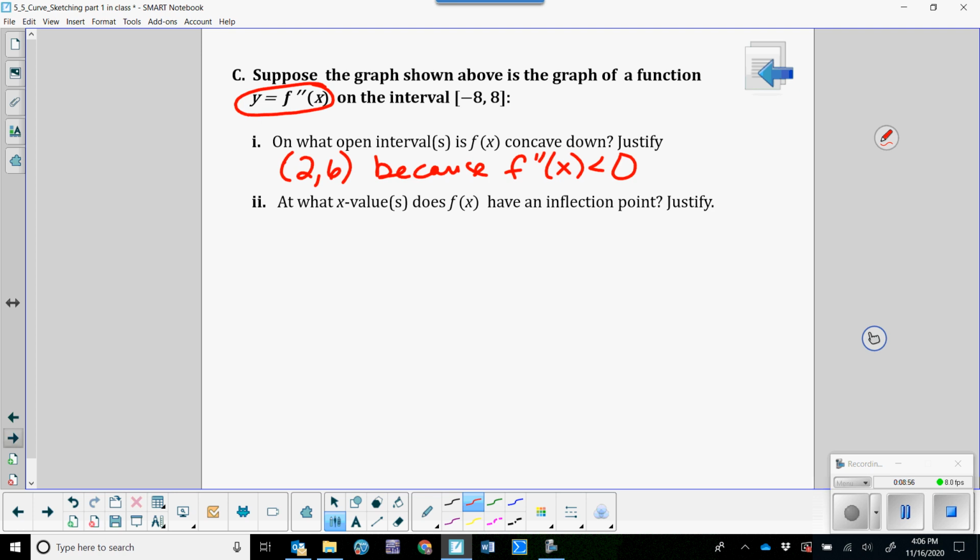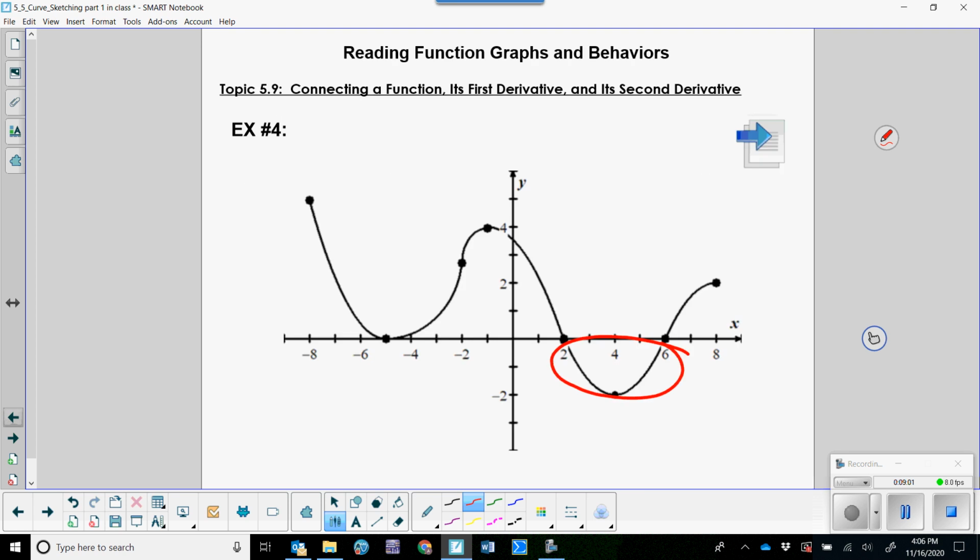And then it asks me about inflection points. Well, if I think about this graph, this is supposed to be f double prime. So the only way to have an inflection point is if f changes concavity. If f double prime, positive or negative, tells me concave up or down, then 2 and 6 will both be inflection points, because the graph of f double prime changes from positive to negative and then negative to positive. And so that's what we're going to get for those places.